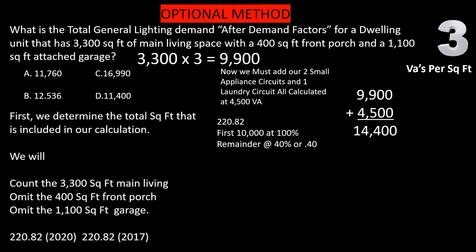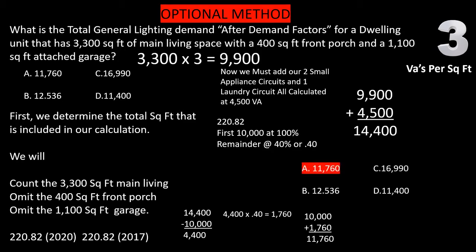Now this is where things change a little bit. We're going to head to 220.80, and their demand factors are a little bit different percentages. Same process, different percentages. So we take the first 10,000 at 100%, and we're going to take the remainder at 40%. That's it. So we take our 14,400, we minus 10,000 right off the top, and that's going to give us 4,400 left to apply the demand factor to. So we multiply it by the 40%, and that's going to give us 1,760. Now we have to add back the original 10,000, and that's going to give us 11,760. And we're going to select A.